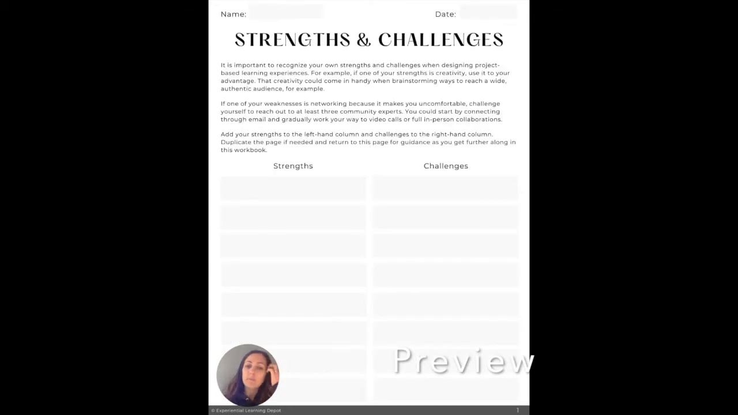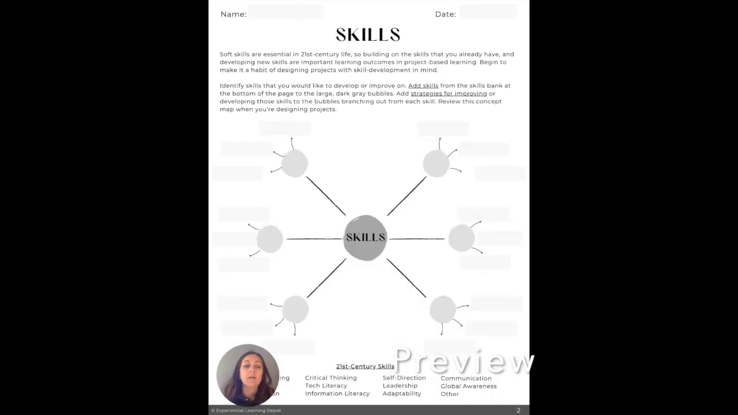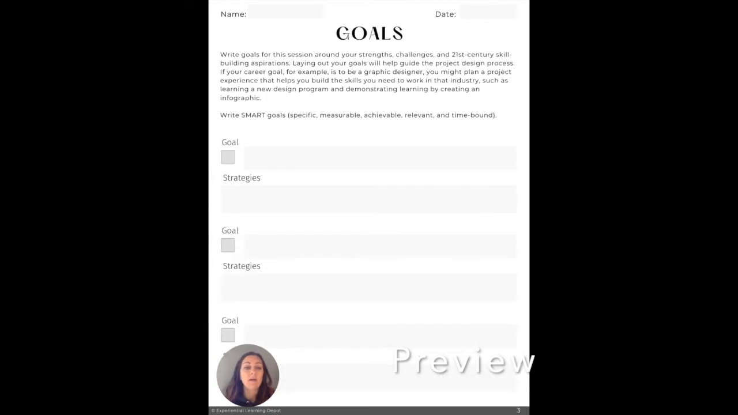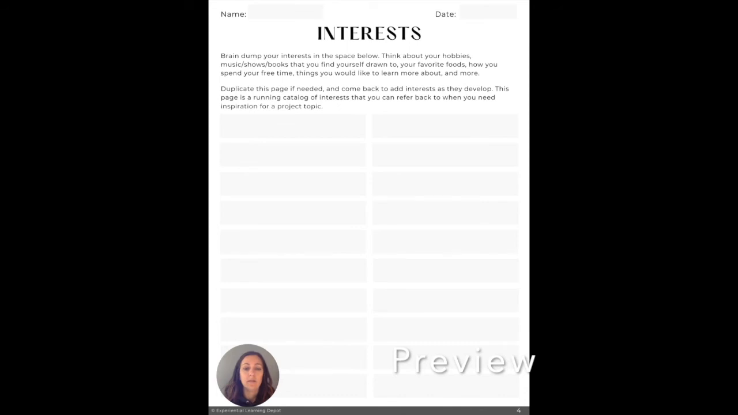All right. So this is just sort of a place to brain dump ideas about their strengths and challenges. They work through the skills that they possess, so their strengths, the skills that they're really good at that they can bring to the table, and those that they would like to work on. And then they use those skills to create goals, those skills that they want to work on. And then they brainstorm their interests. And all four of those lead to this brainstorming page on project topics, what they're interested in.